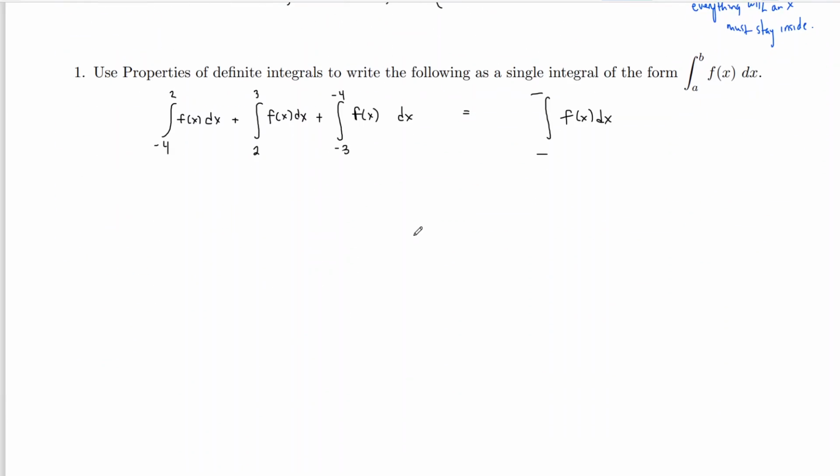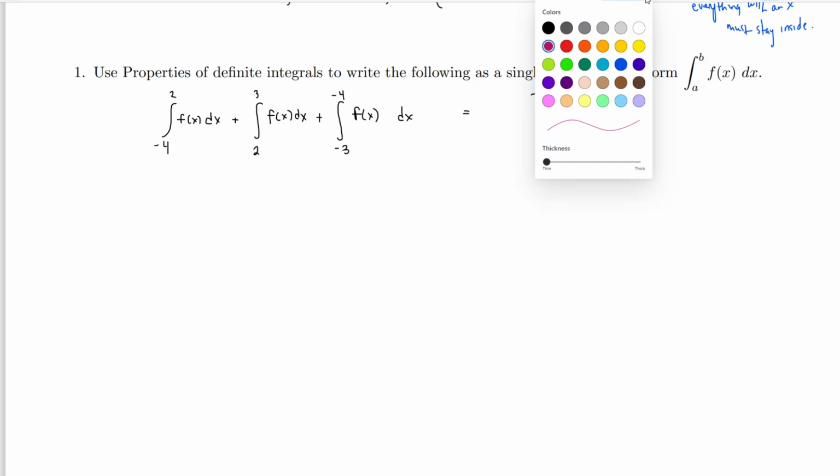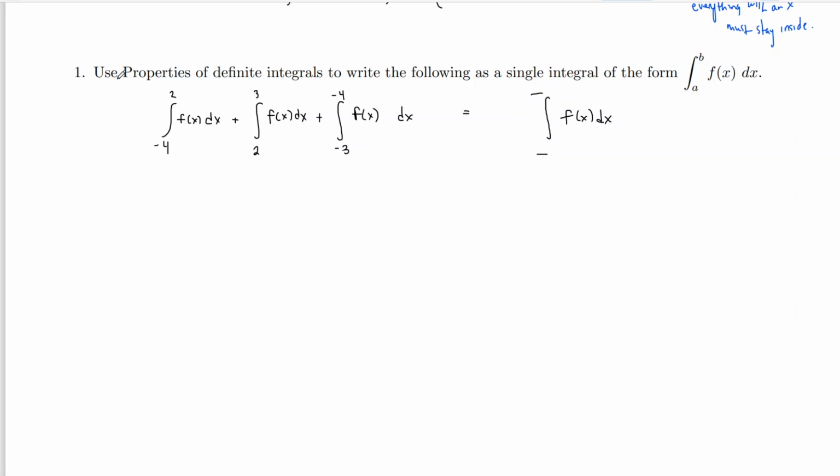All right, so we're going to use some of our properties above just to practice them to do this first problem here. The directions say use the properties of definite integrals to write the following as a single integral of the form a to b of f of x dx. So this is the problem here.